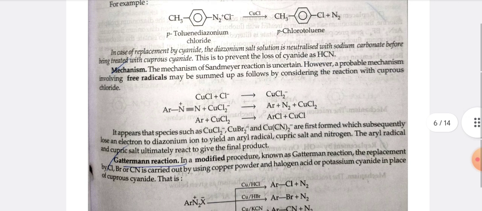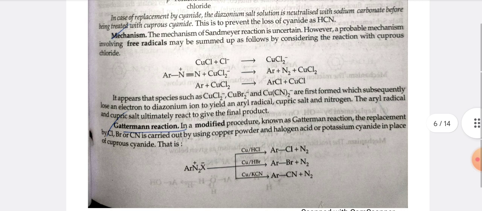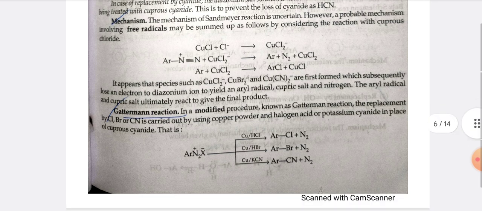It appears that species such as CuCl2, CuBr2, Cu(CN)2 are first formed, which subsequently lose an electron to form an ion, yielding an aryl radical, cupric salt and nitrogen. The aryl radical and cupric salt ultimately react to give the final product. Gattermann reaction. In a modified process known as the Gattermann reaction, the replacement by chlorine, bromine or cyanide is carried out by using copper powder and halogen acid or potassium cyanide in place of cuprous cyanide.